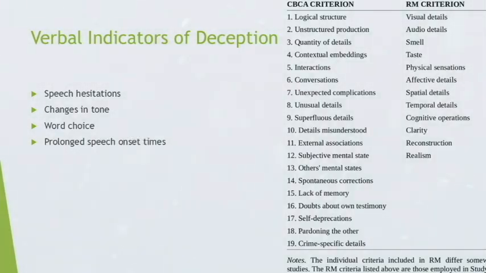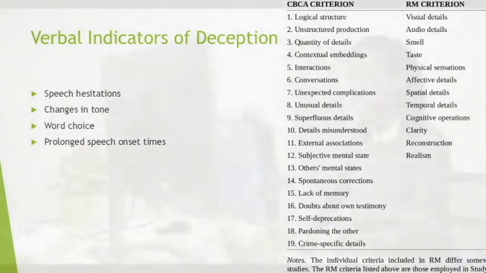Moreover, changes in tone and vocal pitch can provide valuable clues about a person's emotional state and truthfulness. Deceptive individuals may exhibit fluctuations in vocal tone or pitch, reflecting underlying emotional arousal or cognitive strain. And by analyzing these vocal cues, practitioners can gain insights into a person's psychological state and assess the veracity of their statements.